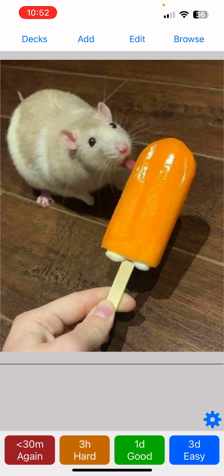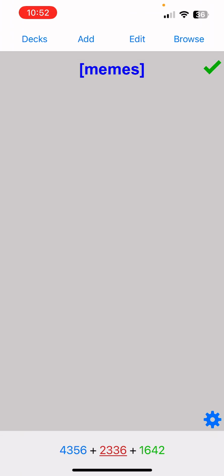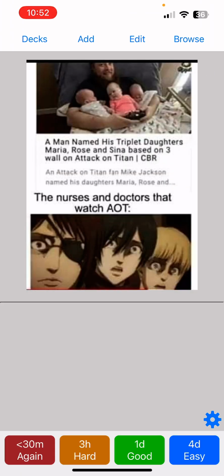I honestly don't know what to think of this picture. Is that a rat? What? A man named his triplet daughters Maria, Rose, and Sina, based on the three walls in Attack on Titan. The nurses and doctors that watch Attack on Titan.